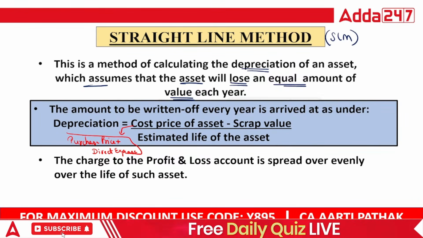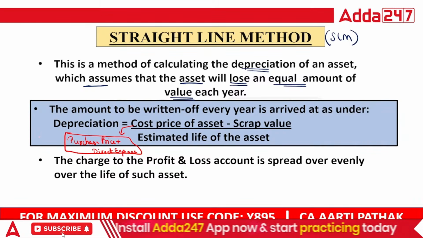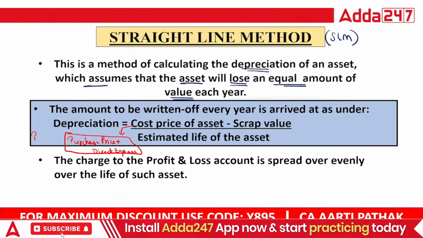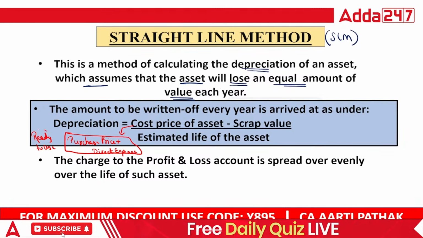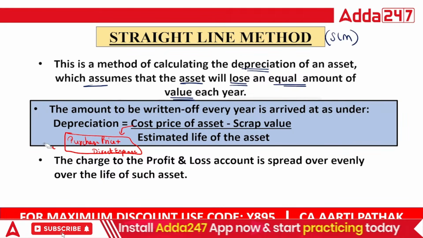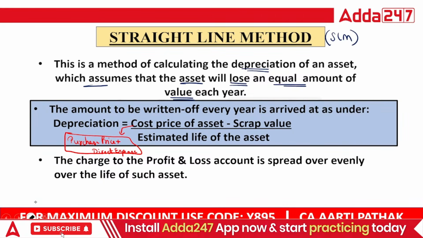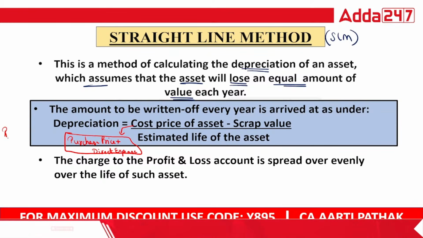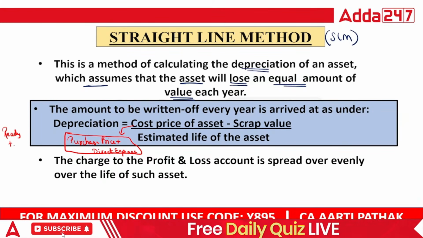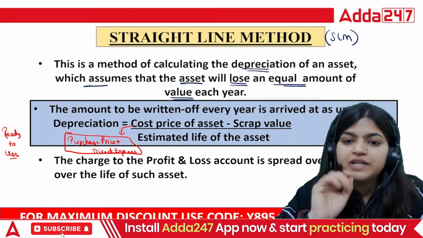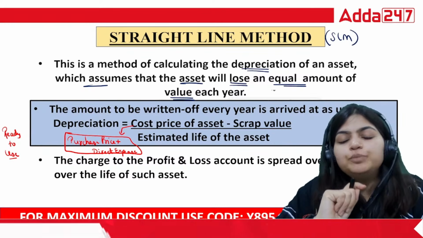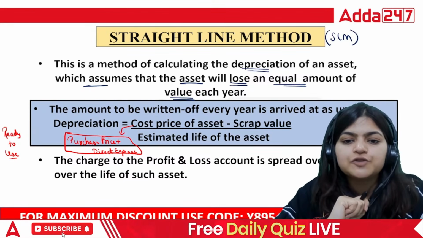So what are direct expenses? You will be adding all the amounts until you make your asset ready to use. Yes, you need to add all the amounts which you incurred to make that asset ready to use. Let's take one example here. For example, you purchase one AC for 60,000 rupees.